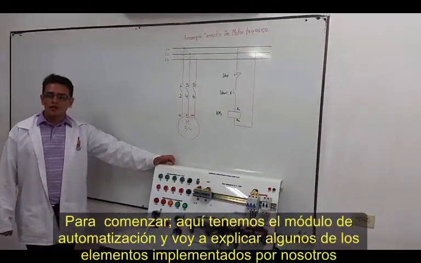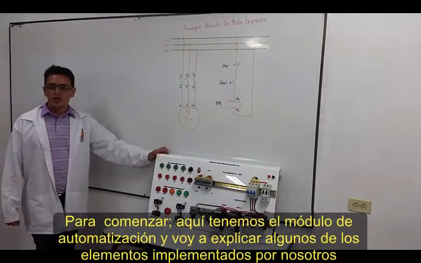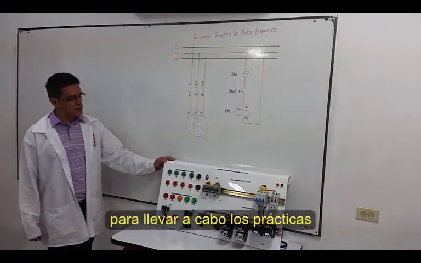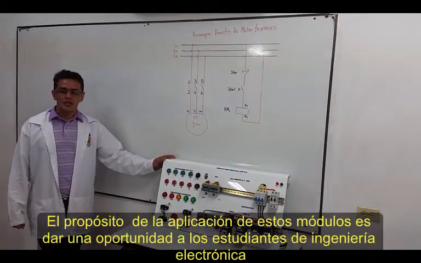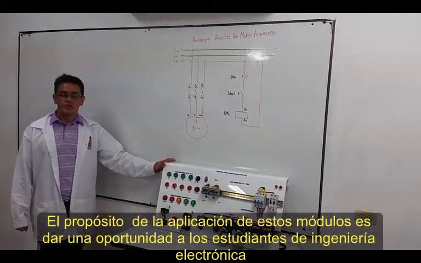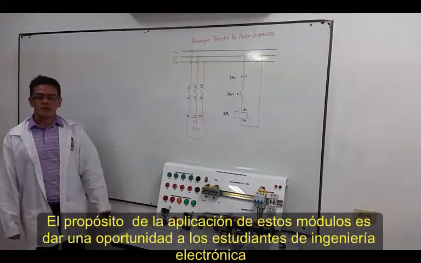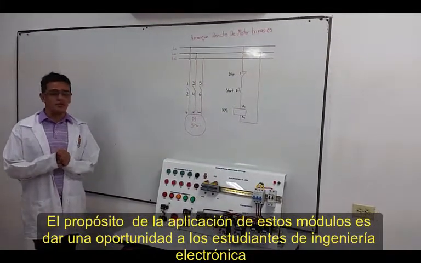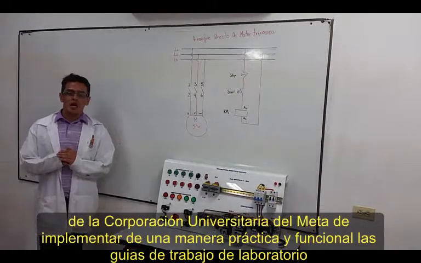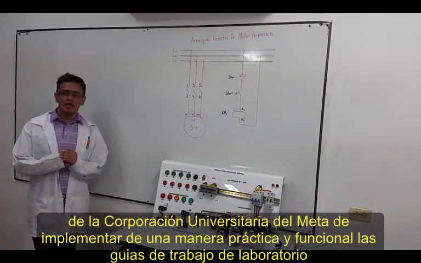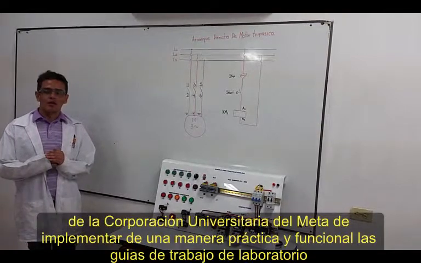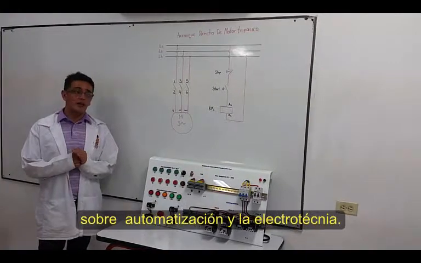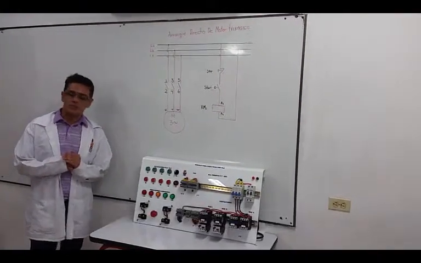To begin, here we have the automation module, and I'm going to explain some of the elements conditioned by us to carry out the practicums. The purpose of implementing these elements here in the module is to give an important opportunity to electronic engineering students at Corporación Universitaria del Meta to implement in a practical and functional way the laboratory worksheets of automation and electronic and electrical engineering assignments.